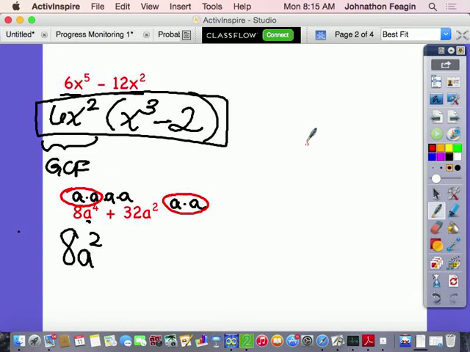Okay? Think about it. If I were to figure out what two numbers multiply to give me 8, well, that's 1 times 8. That's 2 times 4. What numbers multiply to give me 32? Well, that's 1 and 32.